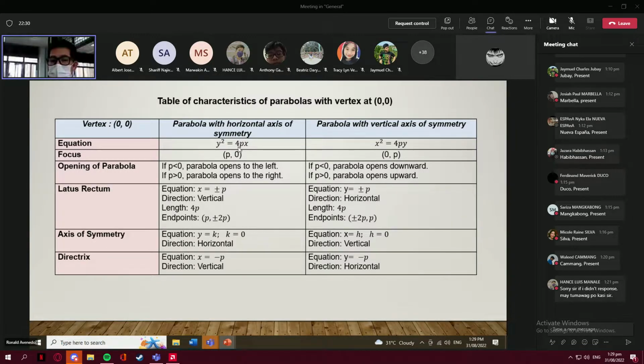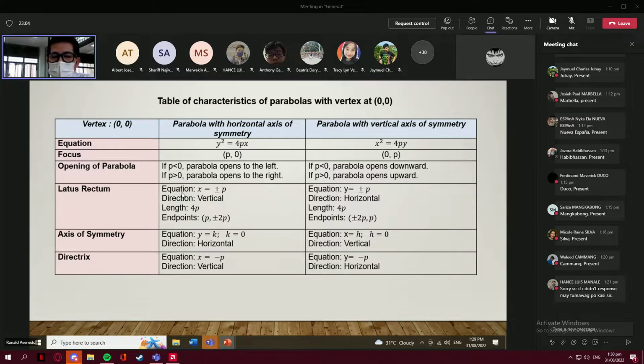Y squared is equal to 4px. We have here y raised to the second power. So if y is raised to the second power in the equation, then the parabola could be open to left and open to right. When is the parabola open to right? If p is positive. The value of p is positive, and it is open to left if p is negative. That is when y is raised to the second power.